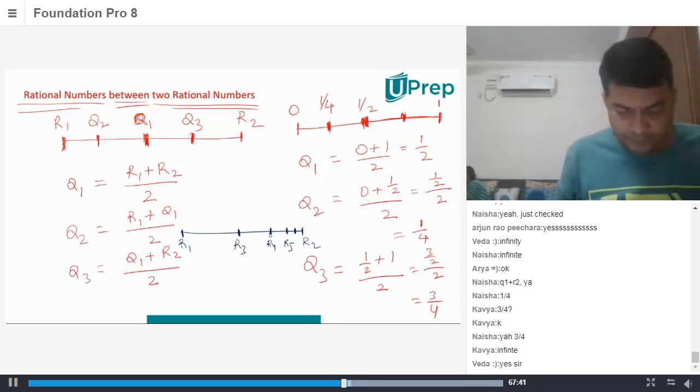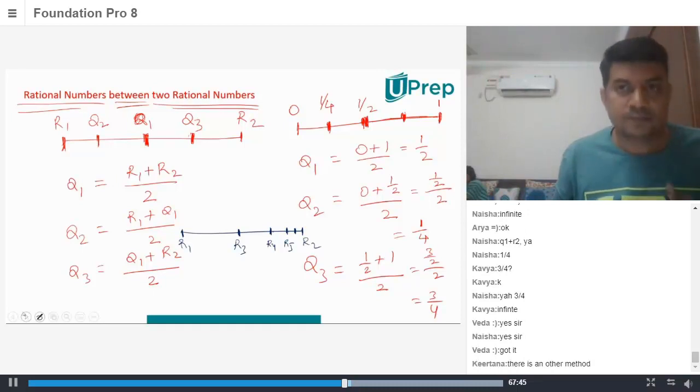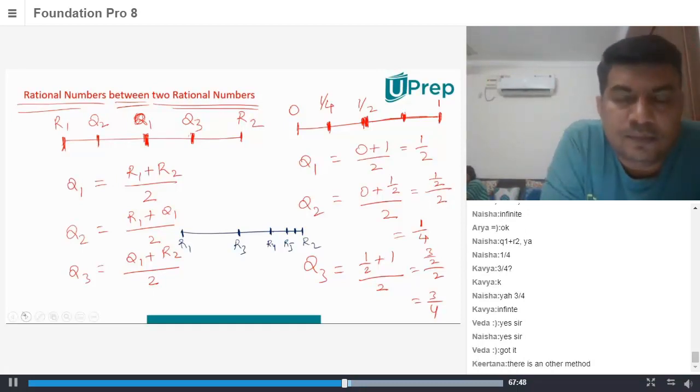For example, it can be between 3 and 4. So, for example, we have a very famous irrational number, 3.14, and then it keeps going on like that forever.